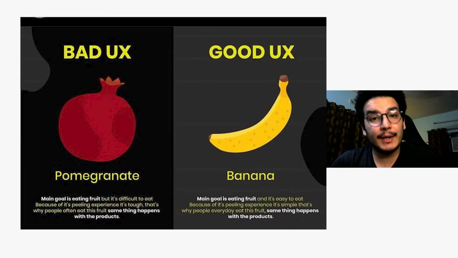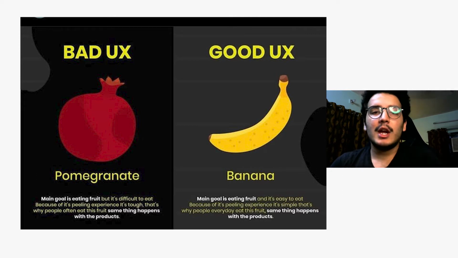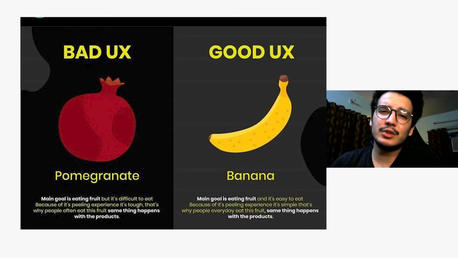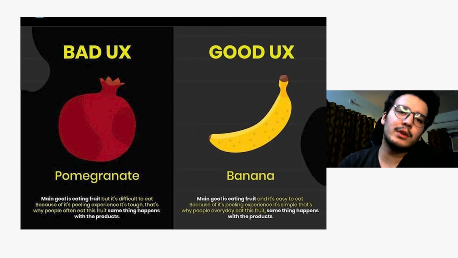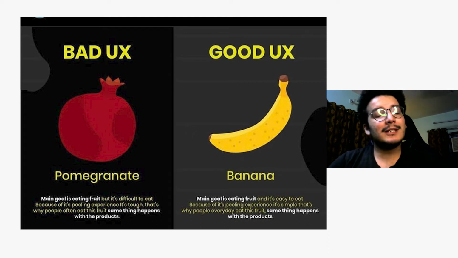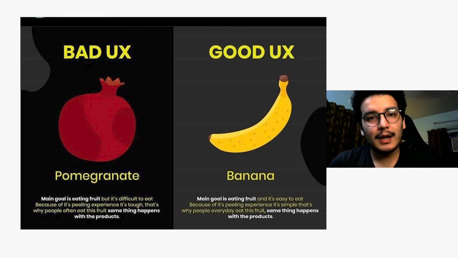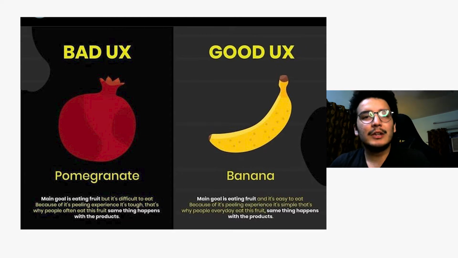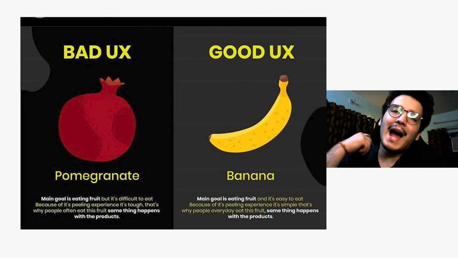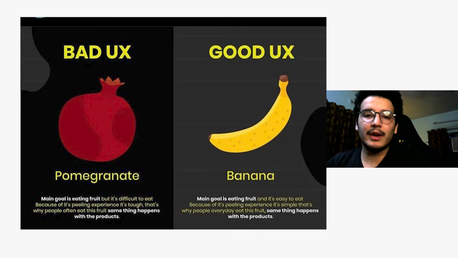So currently I'm trying to show you a real life example of a bad UX and a good UX. You might be able to see this particular image where both of the interfaces are so good, but people often use the banana more than a pomegranate. Why? The pomegranate has a bad UX, because the main purpose of a fruit is what? To eat the fruit, right? Now the pomegranate is so difficult to peel that people have a tendency to not buy it, because there's a good hassle in trying to peel it, separate it out and then eat it, right?